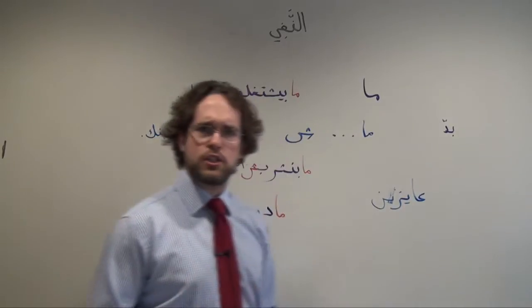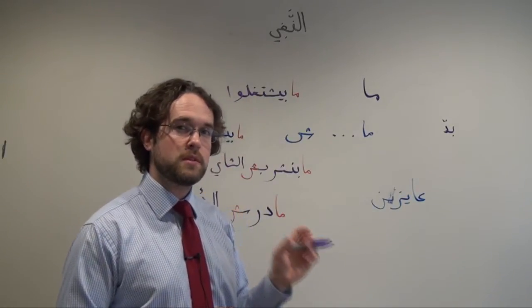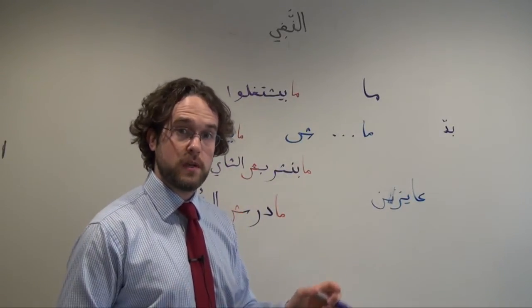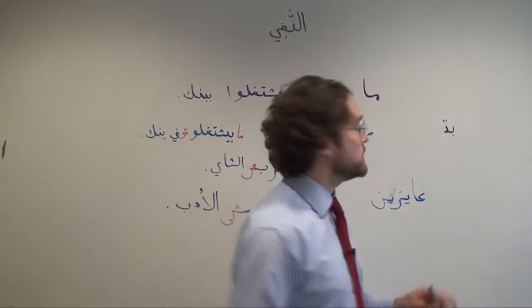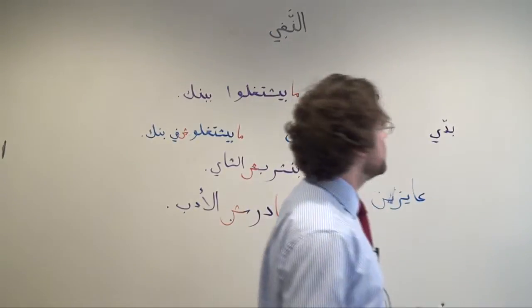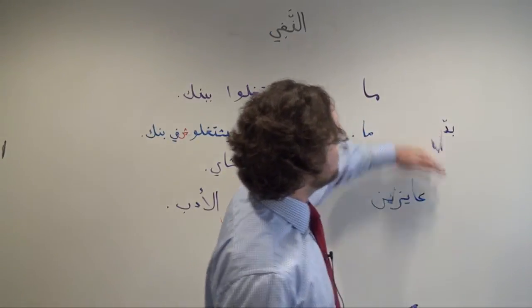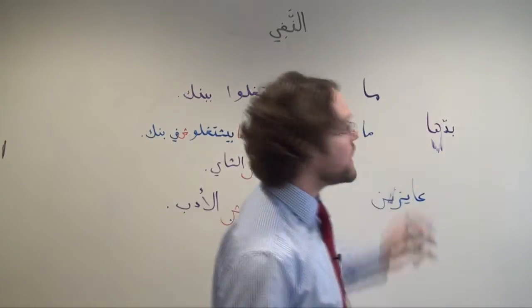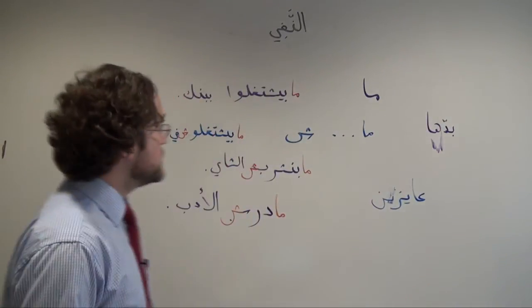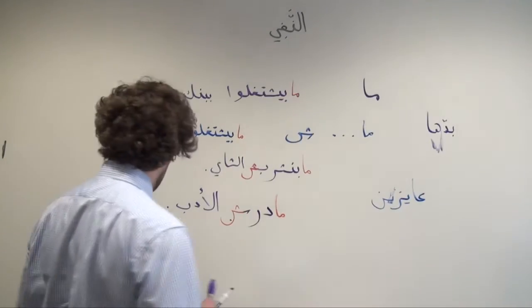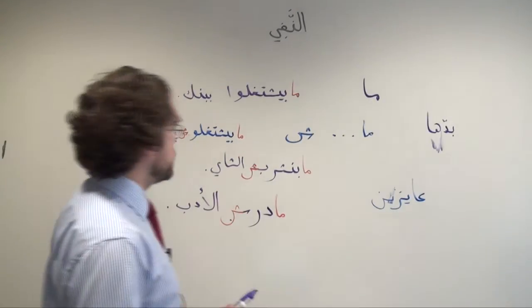to which we attach something that really resembles the possessive suffixes that we know. So if I wanted to say I want, I would say biddi, and if I wanted to say she wants, I would need to say bidha, etc. So we negate these in slightly different ways.